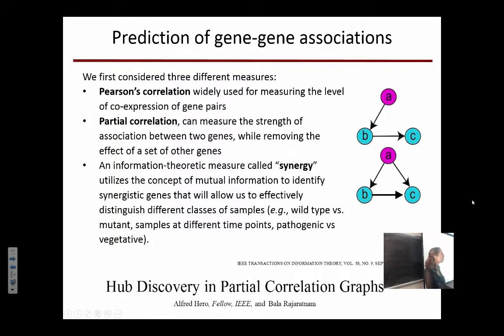And so if you're really interested in how we use these measurements, this is a really good paper, Hub Discovery and Partial Correlation Graphs by Hero. I recommend you look at it. It might go a little over your head. It went way over mine, but it's a good reference point to finding out how to apply partial correlation as well as other measurements to network systems.